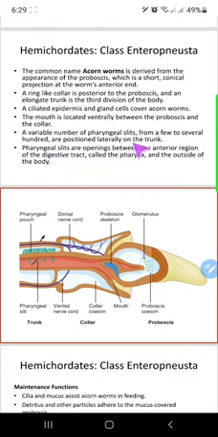A varying number of pharyngeal slits, from a few to several hundred, are positioned laterally on the trunk. Here, pharyngeal slits open from the anterior region of the digestive tract. These are on the anterior side of the digestive tract, called the pharynx. From the name you can analyze its pharyngeal slits. They are present in the pharynx, and they connect the digestive tract to the outside of the body. They are like tunnels, they are like gills.